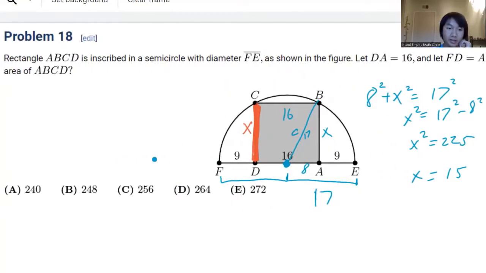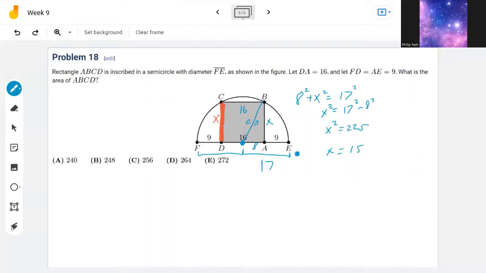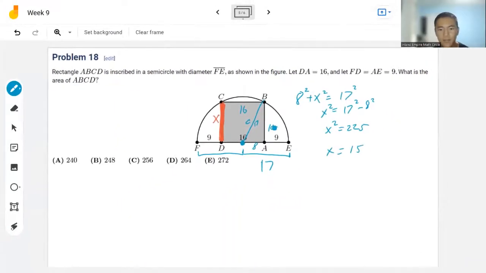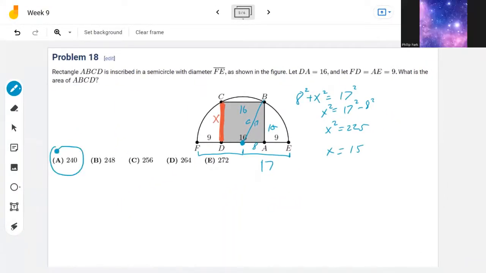So what's the answer for this? The area would be, since that is 15, we merely multiply 16 by 15 to get the number, 240. Yep. Hip hip hooray.